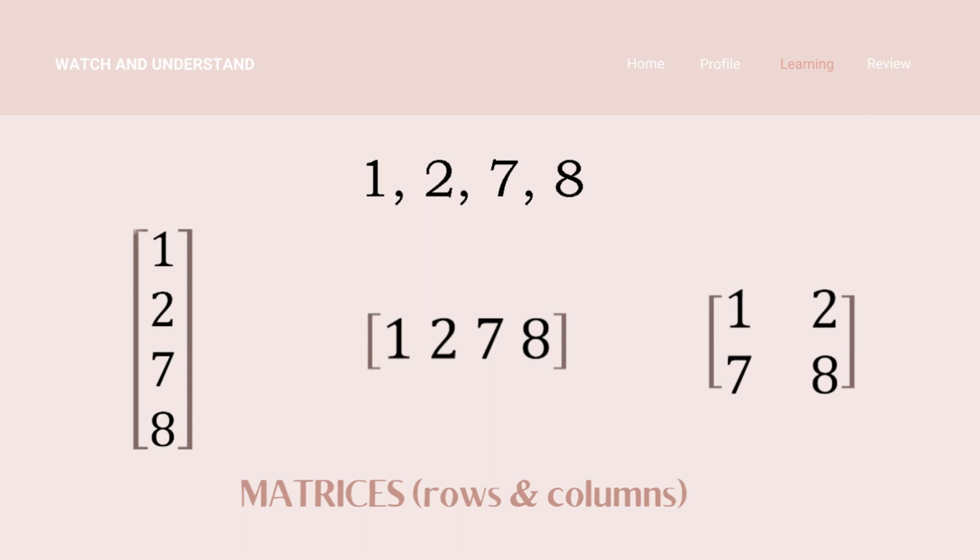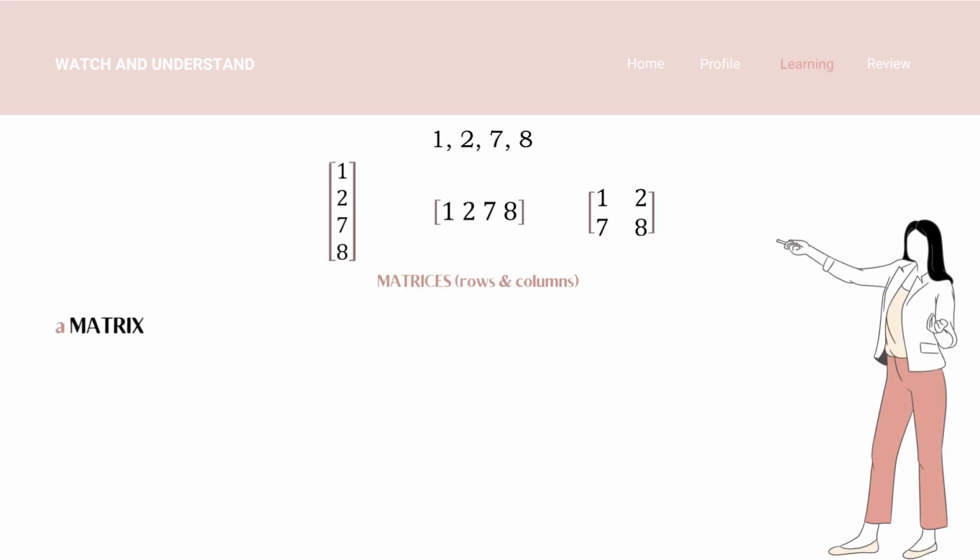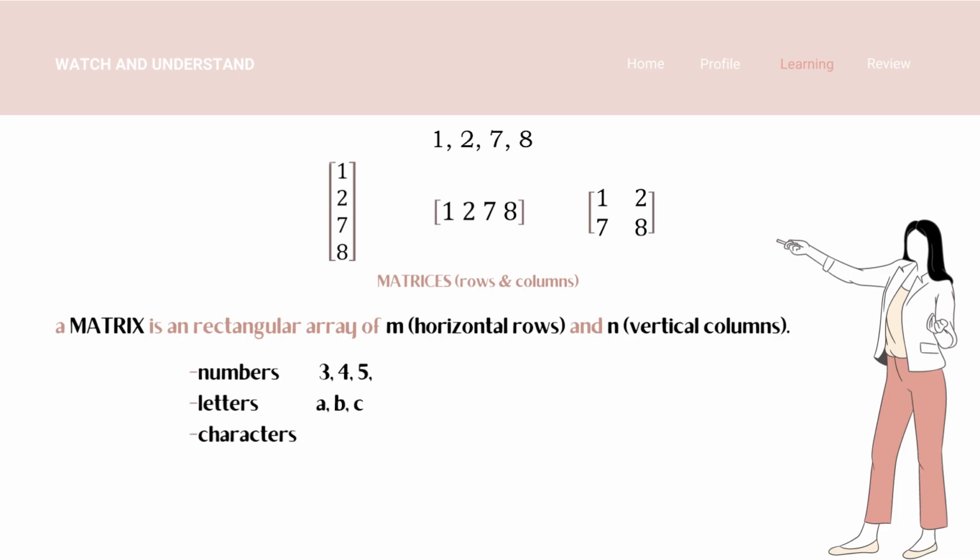Now that you have a few ideas of a matrix, here is the proper definition of a matrix. A matrix is a rectangular arrangement, but what rectangular arrangement? It can be anything, like numbers, letters, or characters. A matrix is made up of rows and columns. The first matrix above has 1 column and 4 rows, and the second matrix above has 1 row and 4 columns, and the third one has 2 rows and 2 columns.